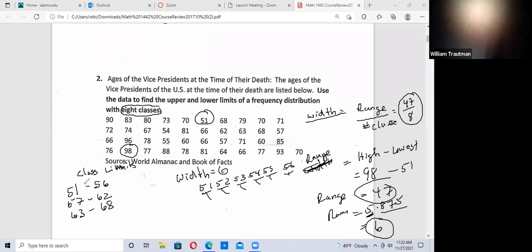How do you tell, once again, our class width is 6. You can subtract 2 successive numbers. Do you see how we did that there? 57 minus 51 is 6. 63 minus 57 is 6. 68 minus 62 is 6. So 68 is our limit here. Next is 69 to 74. Just add 6 here, you go to 75, add 6 here, you go to 80.